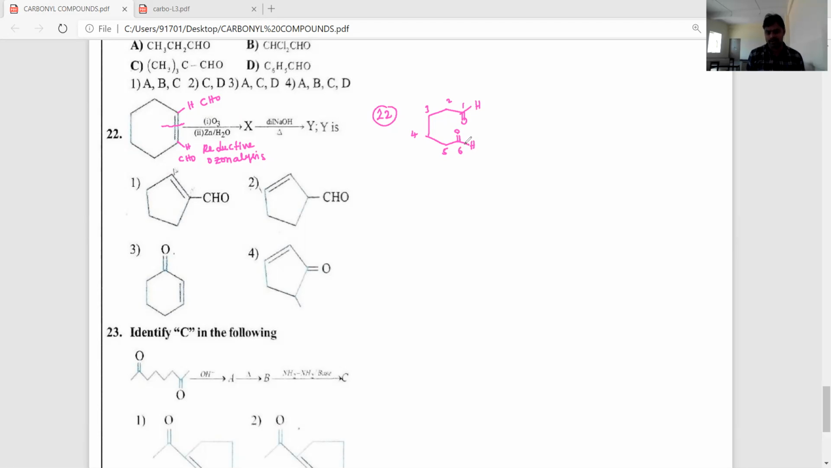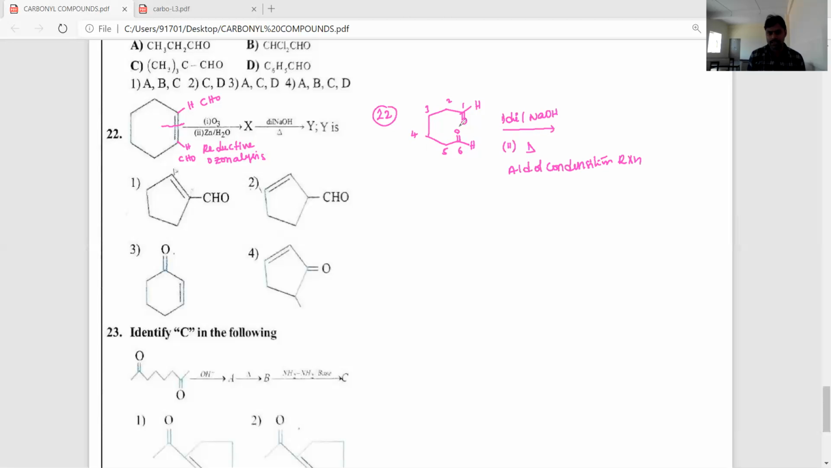Hexane diol will form. Now this compound is treated with base, dilute NaOH, upon heating, which is nothing but aldol condensation reaction. Okay, students. So in the aldol condensation reaction, what is the product? Alpha beta unsaturated carbonyl compounds will be obtained.